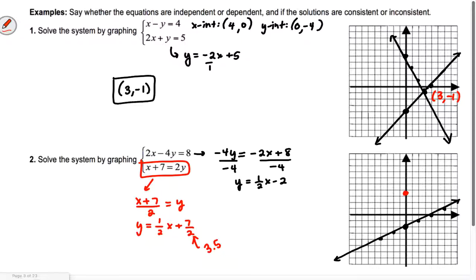Yeah, so some of you guys are realizing, oh wait, they're parallel. And that is exactly right. How do I know for sure that they are parallel? What's special? Ah, same slope. Good. You guys are good.